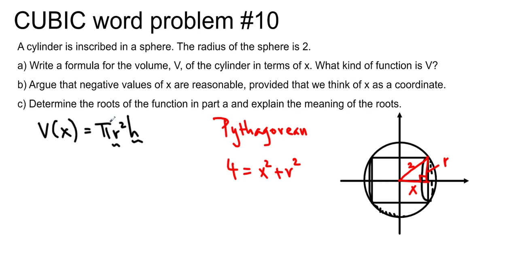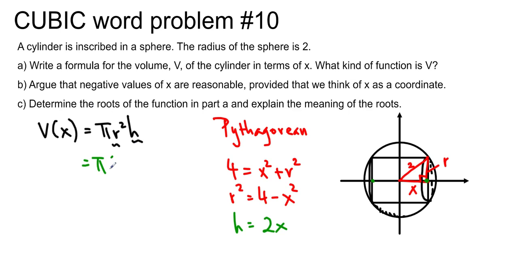And I can see that I have an r squared here and I want to put it in terms of x, so I'm going to isolate r squared. r squared equals 4 minus x squared, like that. And I can put it into my equation. I also know that the height of this cylinder is actually from here to here. This is x and this is also x, so the height is going to be equal to 2x. So I can replace both of these with x's.